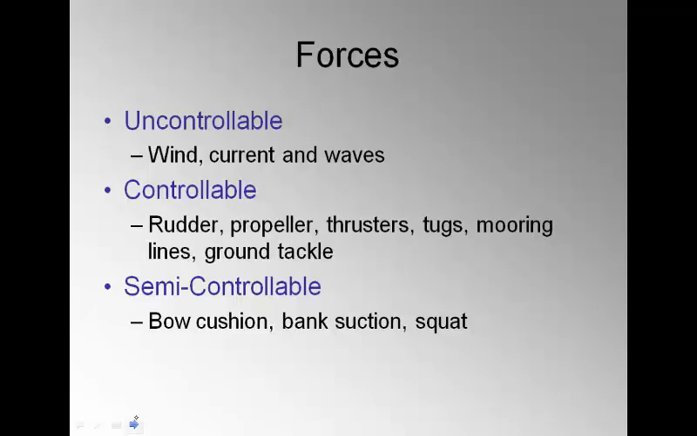We also have something called semi-controllable forces. And these are items that we know are going to affect our ship depending on how we operate and where. So when we're talking about bow cushion, the faster I go, the bigger my bow cushion is, and I know it's always there. So although I can't completely control how it affects my ship, it's a very understandable and repeatable process for the most part.